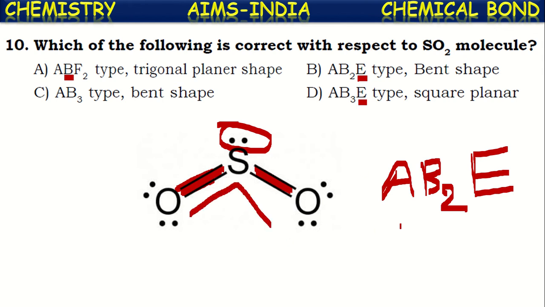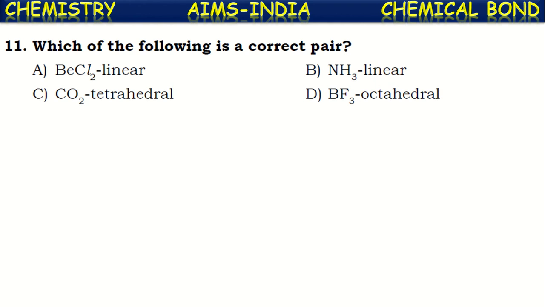An AB2E type molecule has bent shape. This is correct. Okay, next, which of the following is a correct pair? See here, some molecules are mentioned and their shapes are also mentioned. Let us try to predict what shape they have. How can we predict the shape of a molecule? Based upon the number of bond pairs and lone pairs present on the central atom.